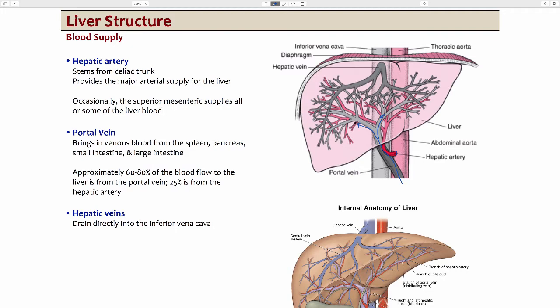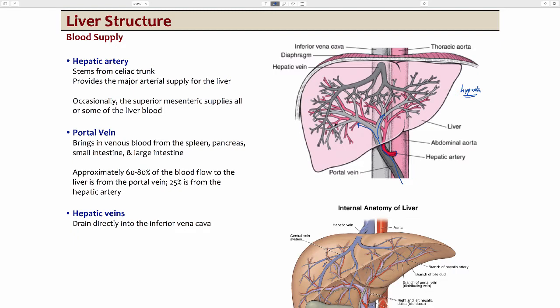About 60 to 80% of the blood flow to the liver is from the portal vein, and only about 25% is from the hepatic artery. So you see this interesting phenomenon where the liver is very good at living in a state of relative hypoxia. So unlike organs like the kidney, where we'll see there's an enormous oxygen uptake. So kidneys use up about 20% or so of your cardiac output and oxygen supply. But the liver uses up much less here.